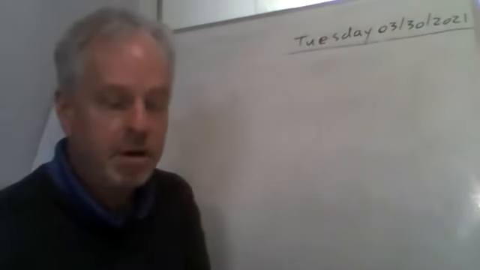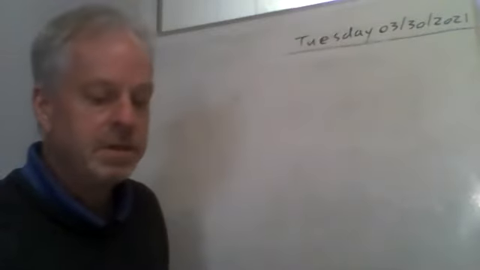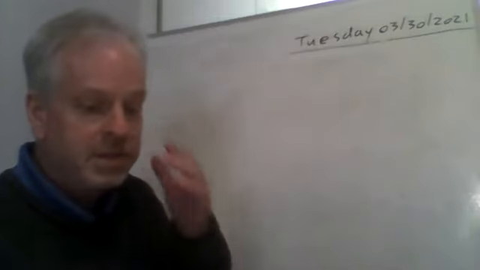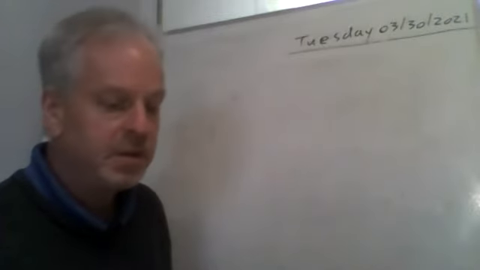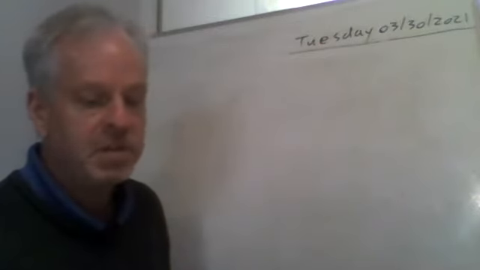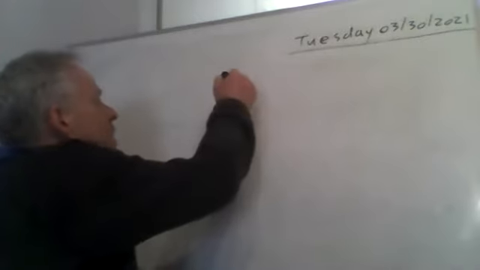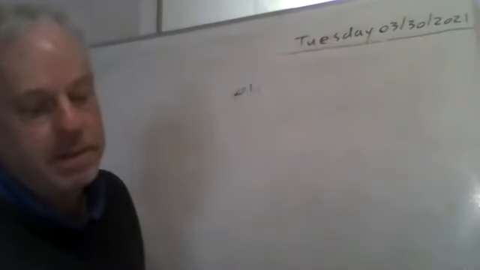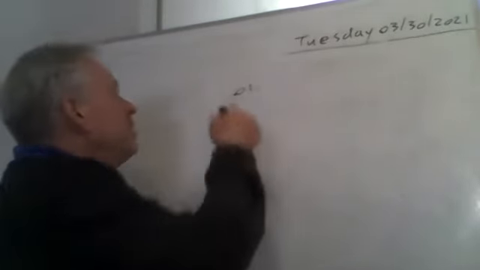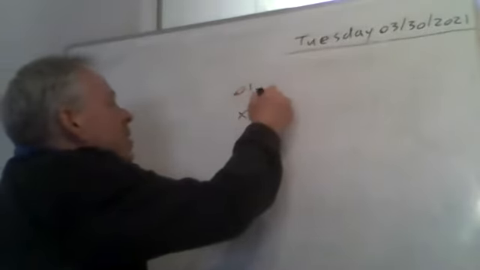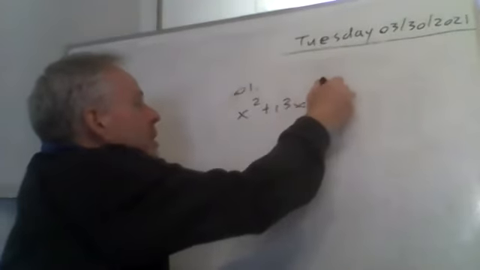Okay, today we're going to learn about factoring trinomials, and we're going to start by just factoring trinomials whose leading coefficient is 1. So we'll do 3 examples. So here's the first example. It's x squared plus 13x plus 40.